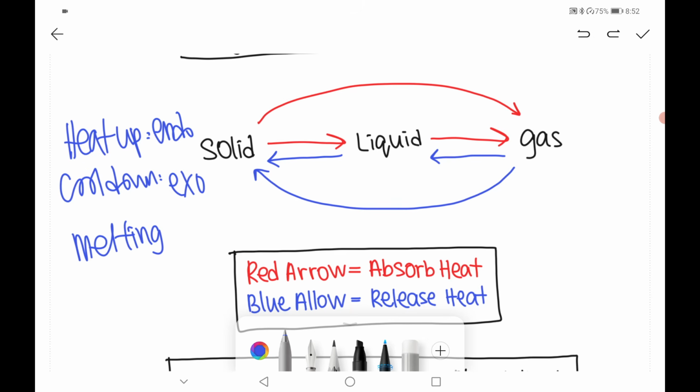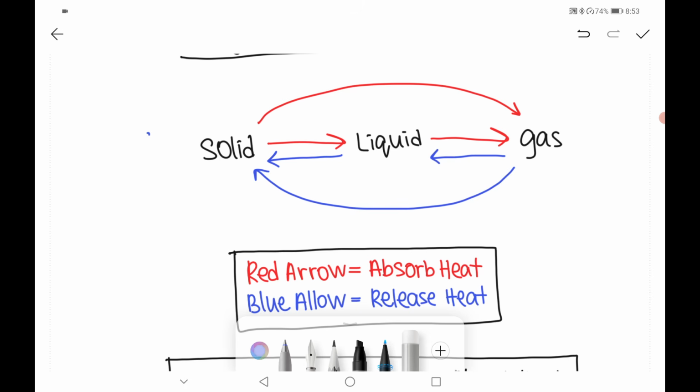Let's say freezing. When you want to freeze a liquid, do you want to heat up or cool down? When you freeze a substance, you need to cool down. So when you cool down, it is exo. So this is what you need to know. Just ask yourself, does the process need to heat up, or does the process need to cool down? That's it.